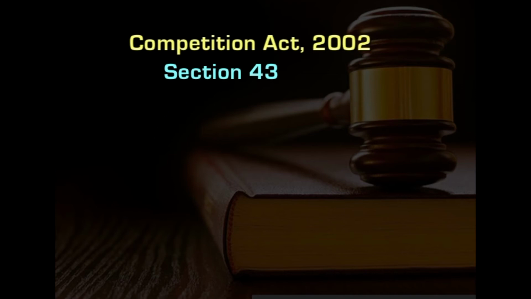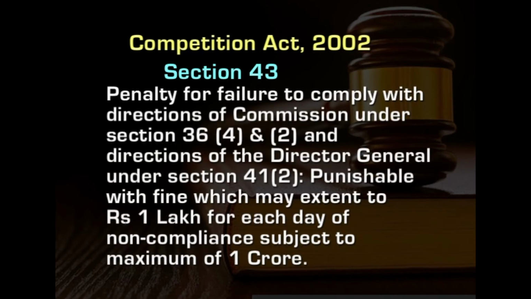A penalty is imposed for this. The penalty laid down here is for failure to comply with the directions of the Commission under section 36, subsection 4 and subsection 2, and directions of the Director General under section 41(2). All of you must be familiar with section 41, which we just dealt with. These are punishable with a fine which may extend to rupees 1 lakh for each day of non-compliance, subject to a maximum of rupees 1 crore. So, if you observe, the penalty being imposed for contravention of the provisions is quite high under the Competition Act.